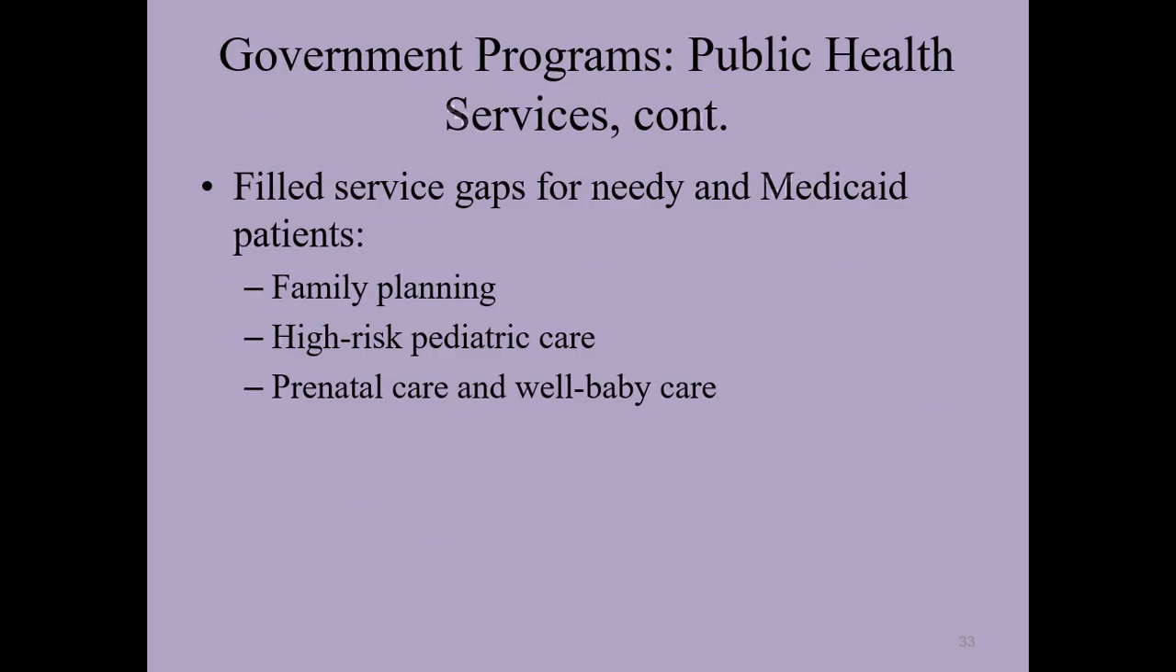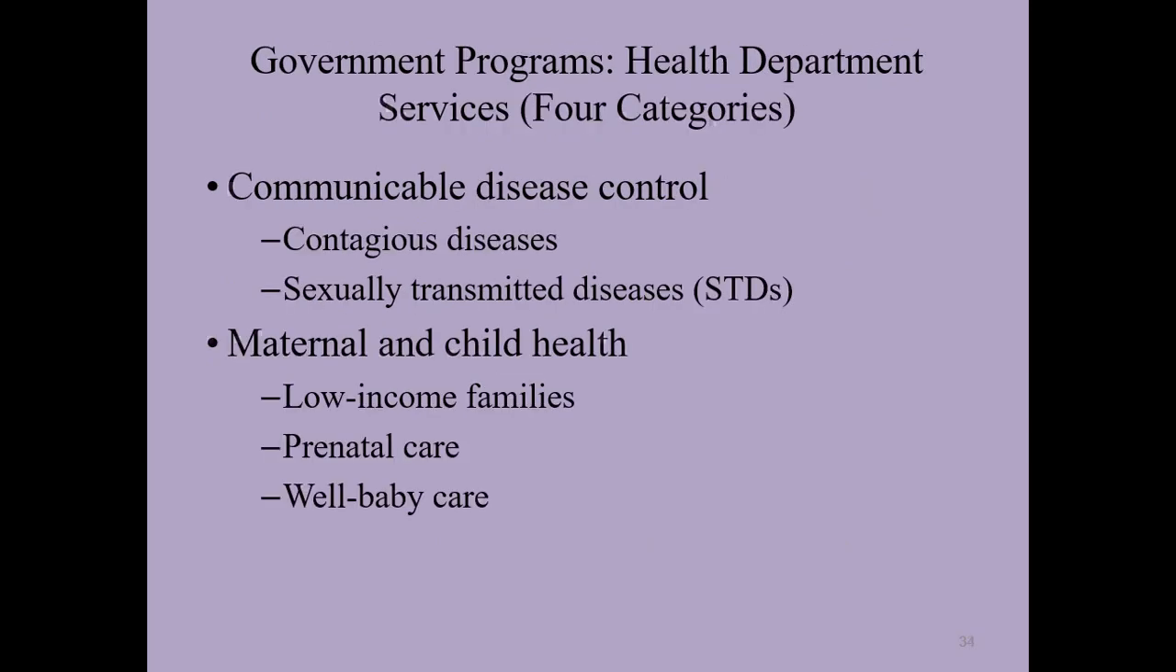For health department services, there are four categories: communicable disease control, involving contagious diseases, sexually transmitted diseases, STDs, maternal and child care for low-income families, prenatal care, and well baby care. And continuing with two other categories, you have chronic diseases, which involve preventive care, screening, and general ambulatory care involving low-income patients in underserved areas.